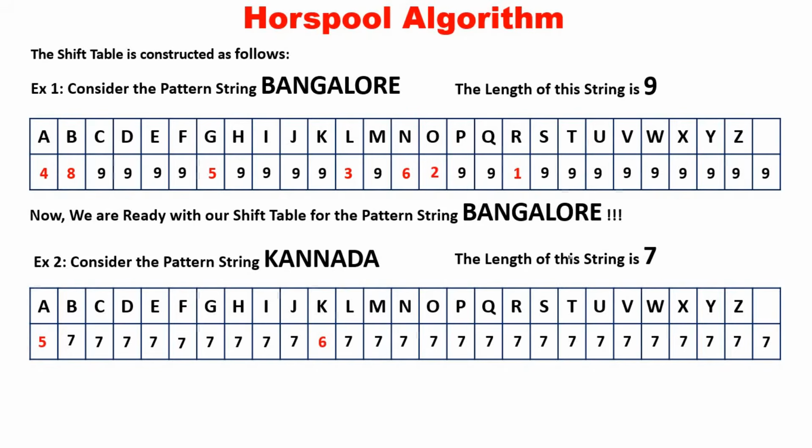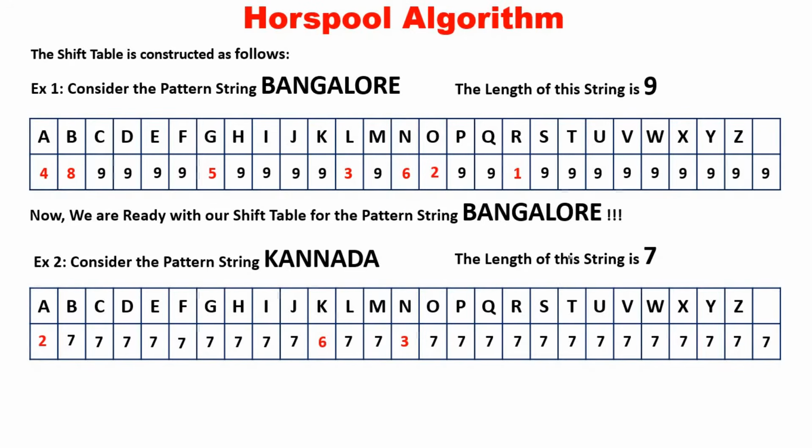Third character N. How many characters are there in front of N? 1, 2, 3, 4. So N has to be updated to 4. Again fourth character N. In front of that fourth character N, how many characters are there? 1, 2, 3. Therefore again N has to be updated to 3. Now A. In front of A, how many characters are there? 2 characters are there. Therefore A has to be updated to 2.